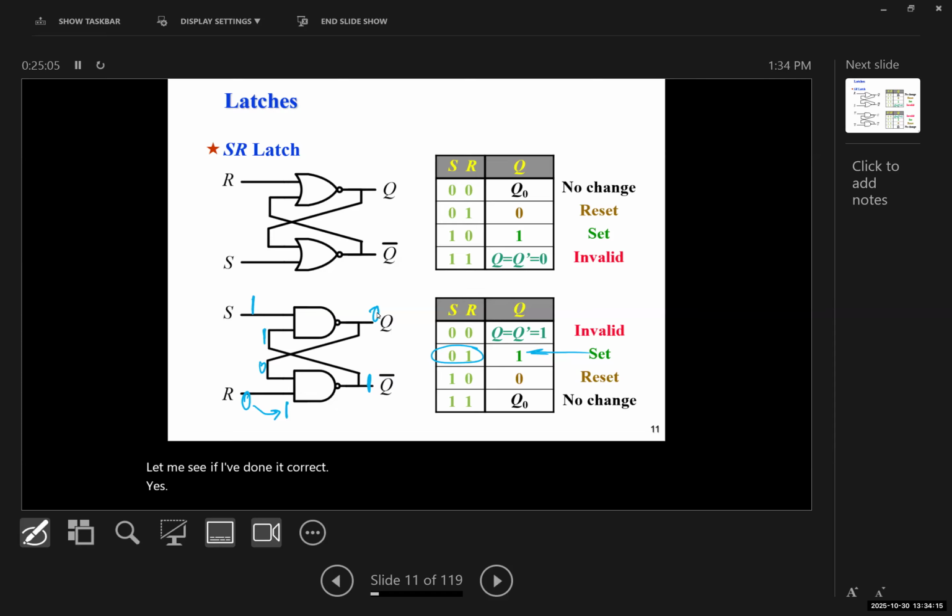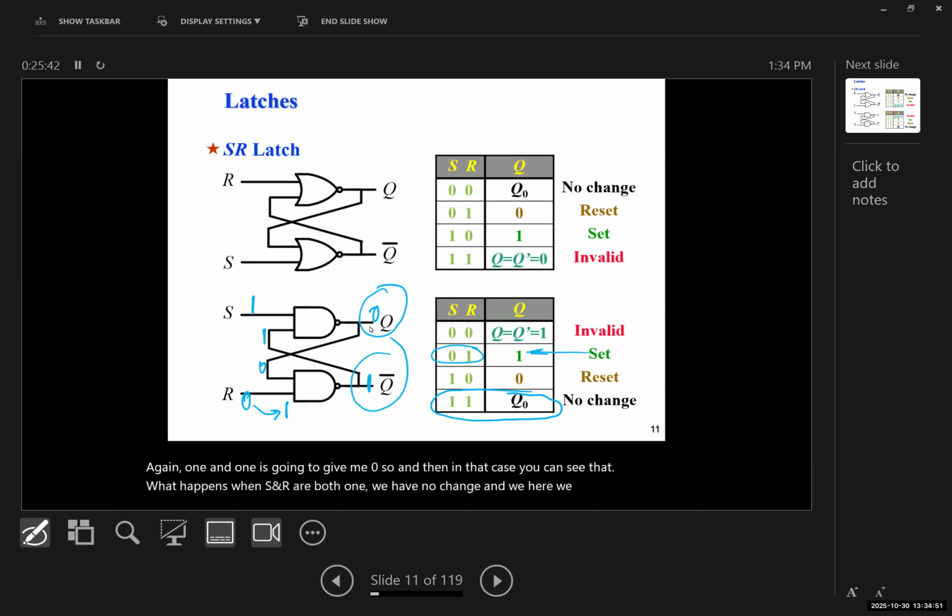Now, 1 NAND with 1 is 0 again, and 0 NAND with 1 is going to give me 1. So if R is 1 and S is 1, yes, 0, 0 NAND with 1. 0 NAND with 1 is 1. Again, 1 NAND 1 is going to give me 0. So in that case, you can see that when S and R are both 1, we have no change. Q and Q prime remained the same. There was no change.